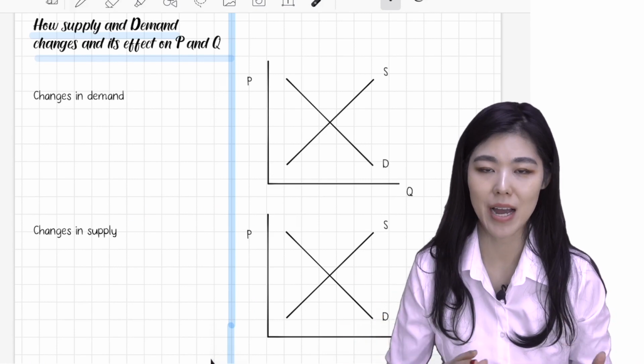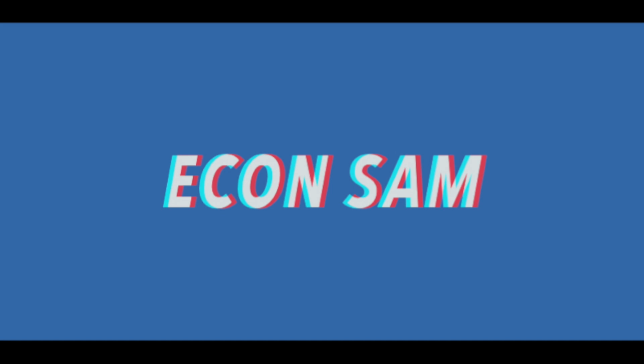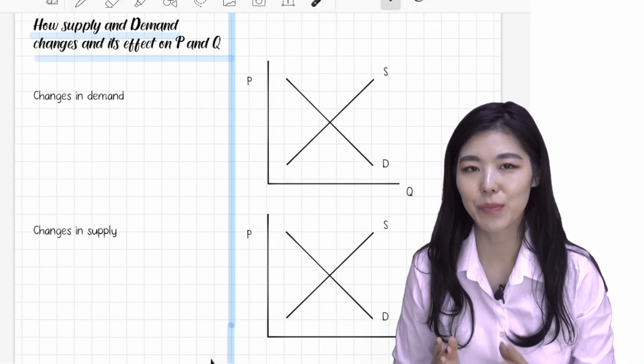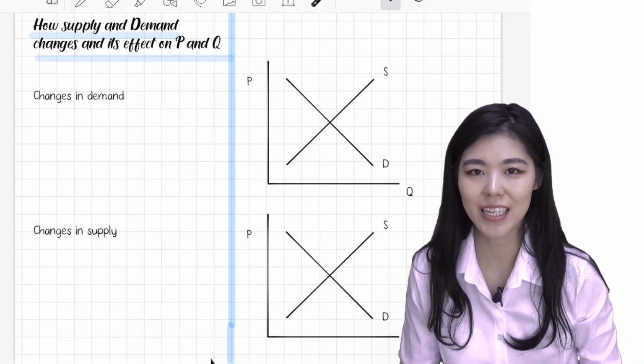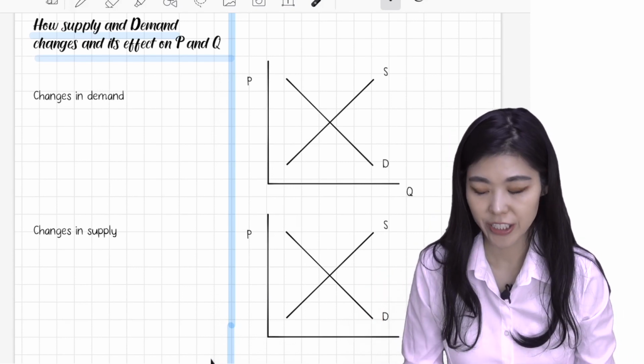How supply and demand change will affect its quantity and price. I promise you this is going to be on your test. It's the most basic and you have to know this before the test. So let's say changes in demand.